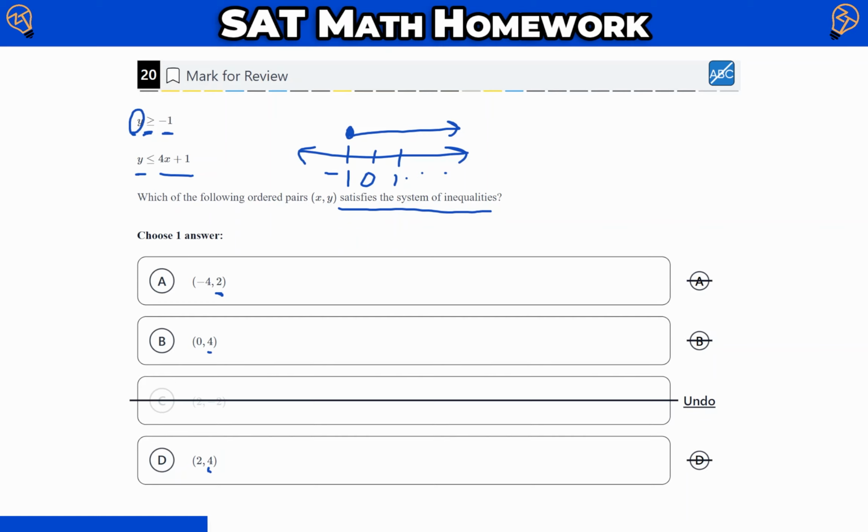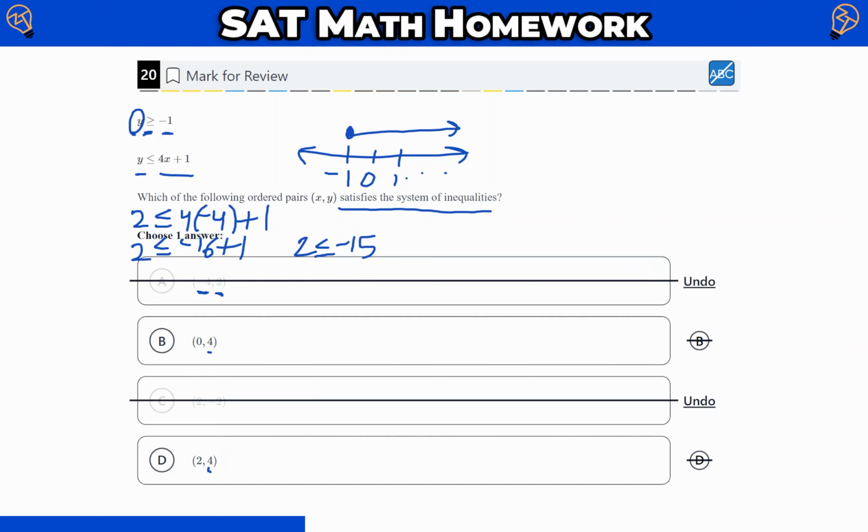Let's say, for example, for option A, if we plug in the 2 for y, we want to see if it's less than or equal to 4 times the -4 as x plus 1. So you get -16 plus 1. In other words, 2 is less than or equal to -15, which is not true. So we could eliminate option A.